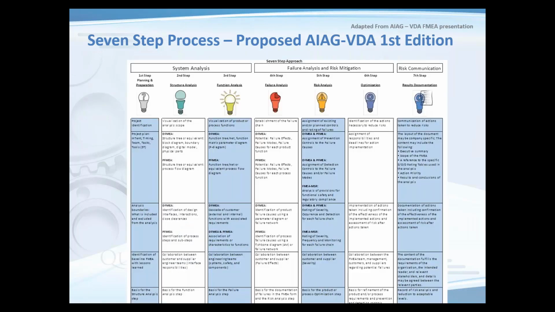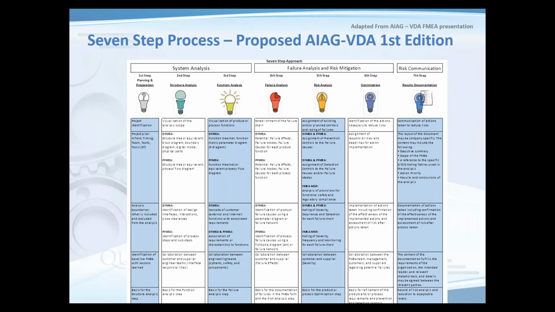So this is kind of an eye chart, but basically you'll see that steps 1, 2, and 3 are the system analysis, and then 4, 5, and 6 are the failure analysis and mitigation of the risk, and then step 7 is our risk communication. So they've laid out what each of these areas are going to be.